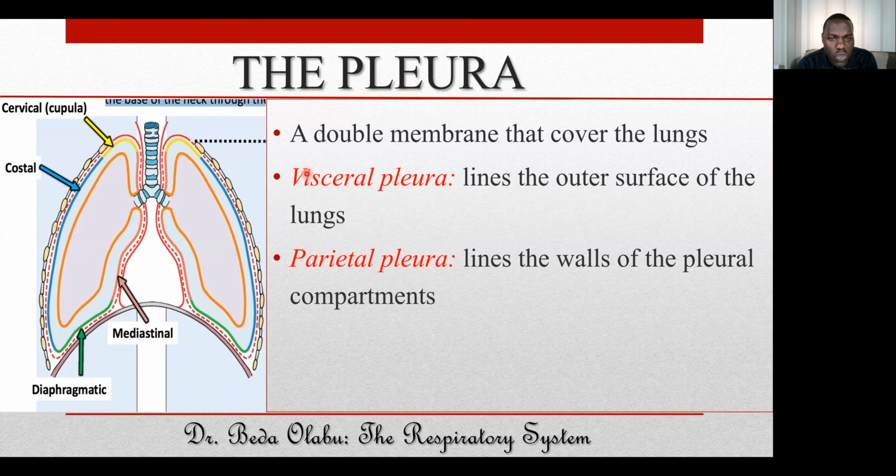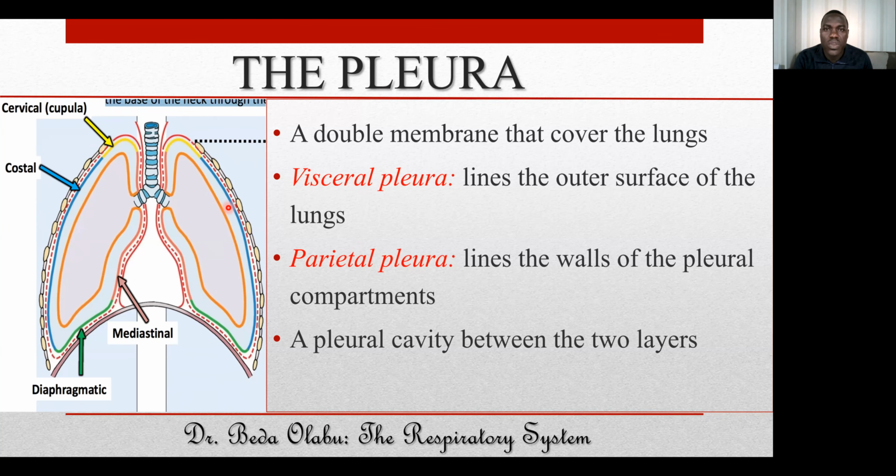The space between the visceral pleura and the parietal pleura, this one, is what we call the pleural cavity. The pleural cavity usually contains a thin fluid that functions as a lubricant. It lubricates the lungs so that there's no friction as the lung moves during respiration.